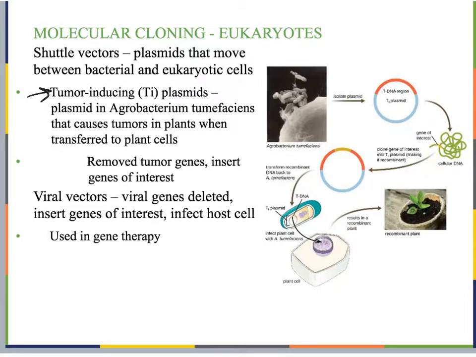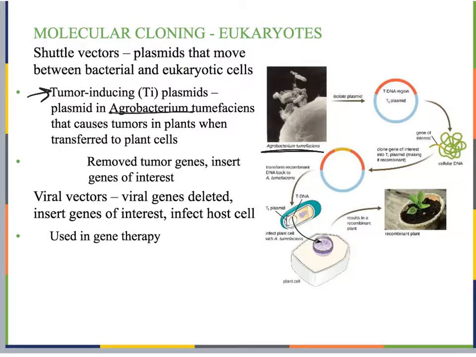We see this happen a lot in the Agrobacterium genus. We can take the tumor-inducing plasmid, the TI plasmid, and put it in Agrobacterium tumefaciens. That Agrobacterium tumefaciens specifically is a bacteria that causes little tumors on the roots of a plant. It'll attach to the plant, and then it'll start to grow these little tumors on the plant.